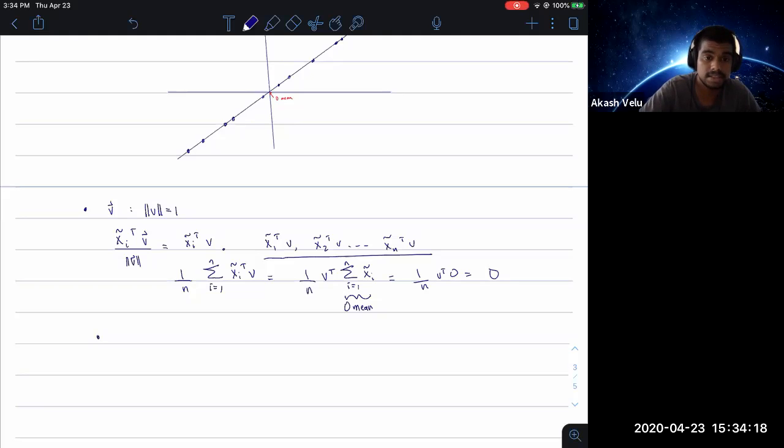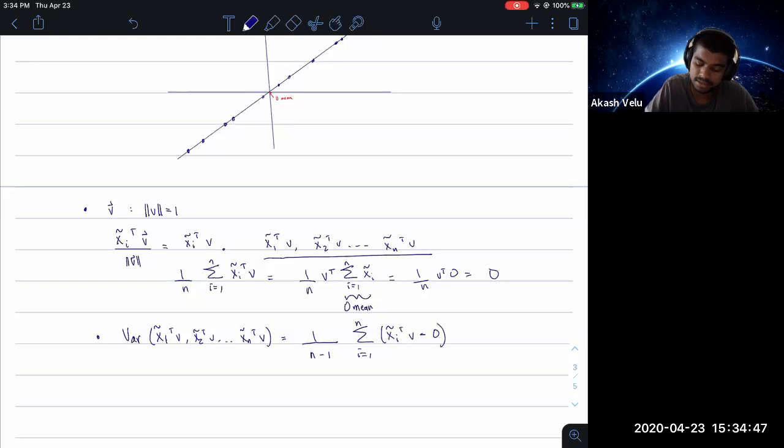Okay, this means that if we look at the variance of all of these projections, so the variance of x1 tilde transpose v, x2 tilde transpose v, and so on, recalling the formula for variance, it is 1 over n minus 1 times the summation of xi tilde transpose v minus the mean, squared. So luckily the mean is 0, or not luckily, we made it 0. So then what we have is xi tilde transpose v, squared.